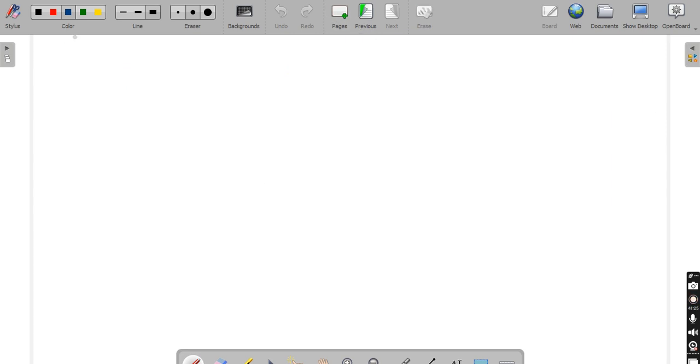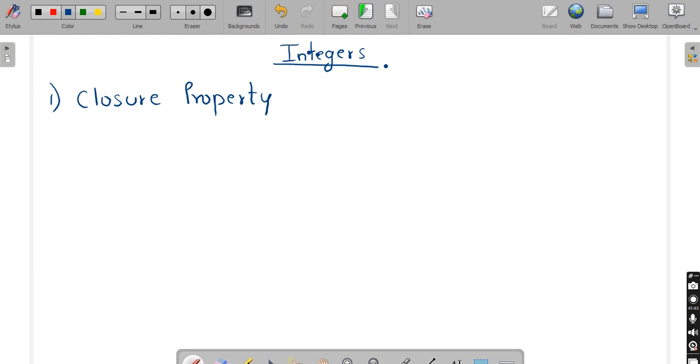First it will come as properties. So let us start from the very basic. Let us start from the integers. Integers, the first property, it will come as a closure property. Now what do you mean by closure property? Integers means what? That we need to understand.